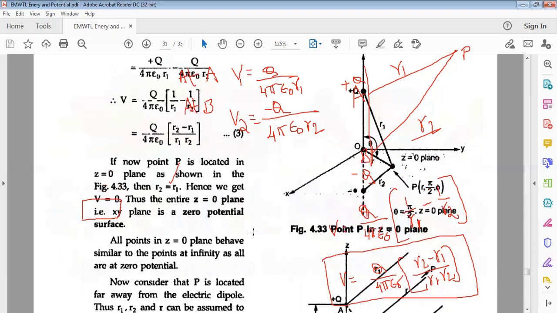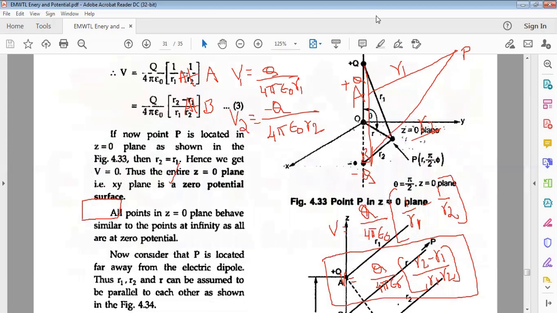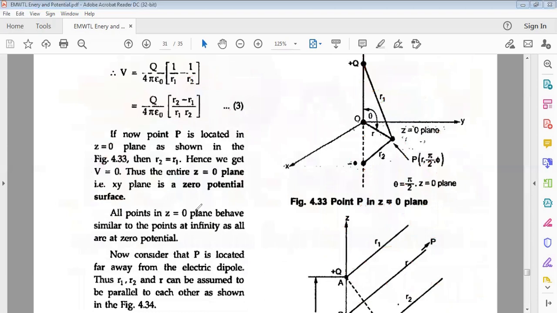All the points in the Z is equal to 0 plane behave similar to the points at infinity, as well as all are at zero potential. Now you see here the point P in the Z is equal to 0 plane, and R1 is equal to R2. Both distances are the same. That is the Z is equal to 0 plane.